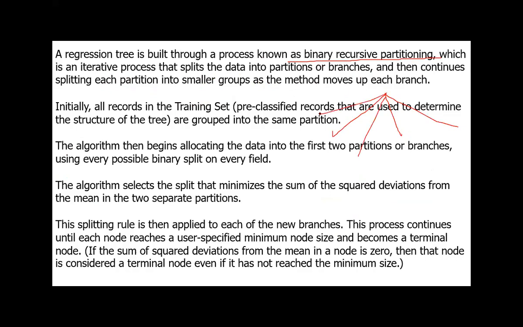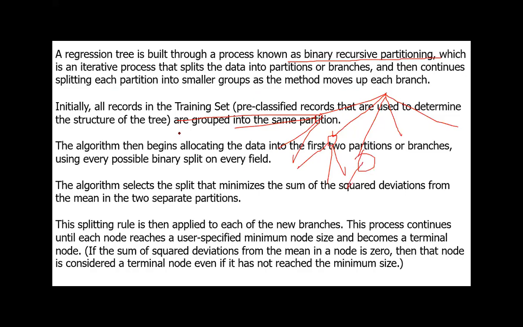Partitions or branches like this, and then continuous splitting of each partition. This is one partition, and again it is being split into further partitions, further into smaller groups, as mentioned, moving up each branch. So this is called a regression tree.